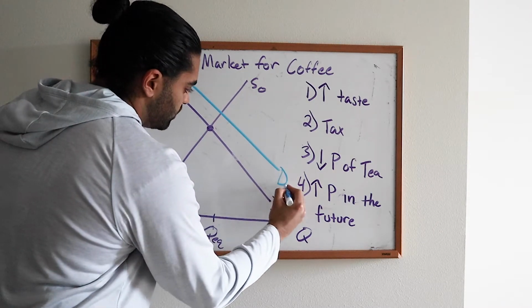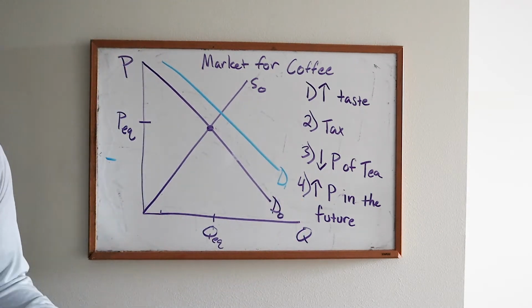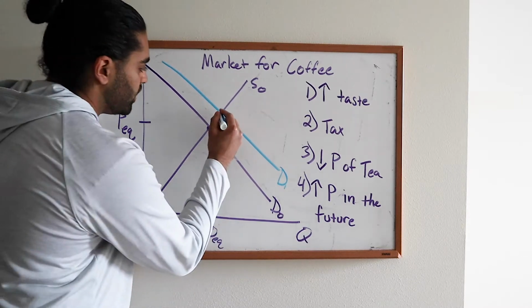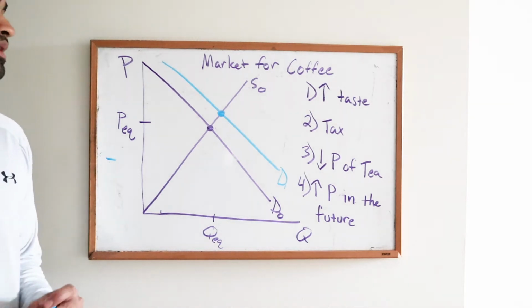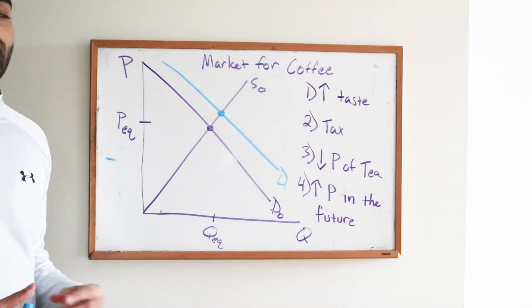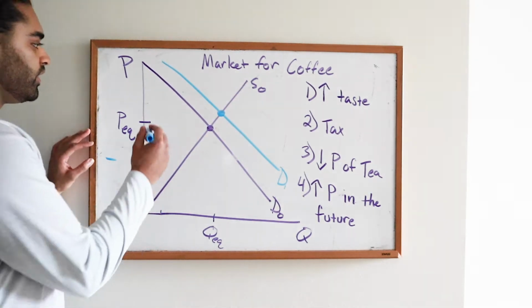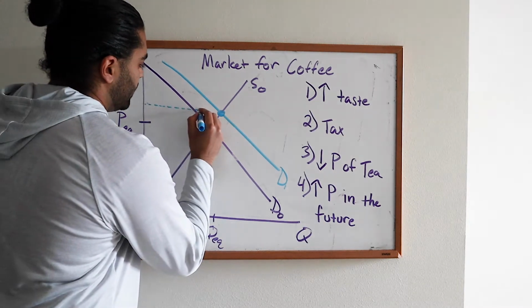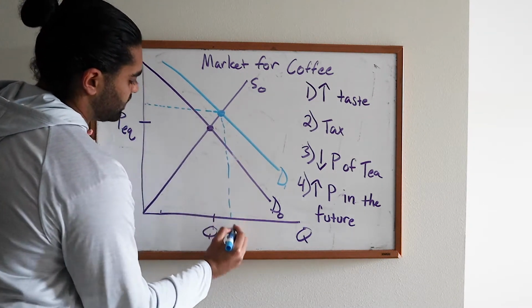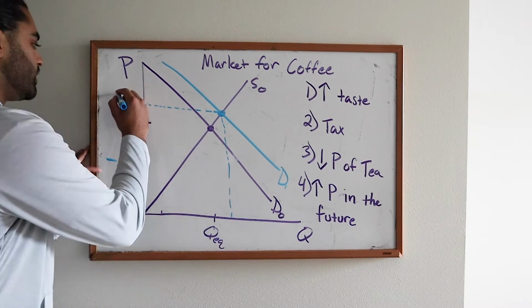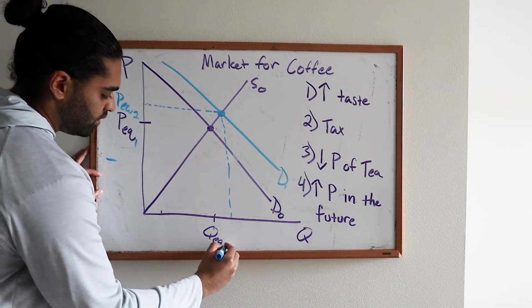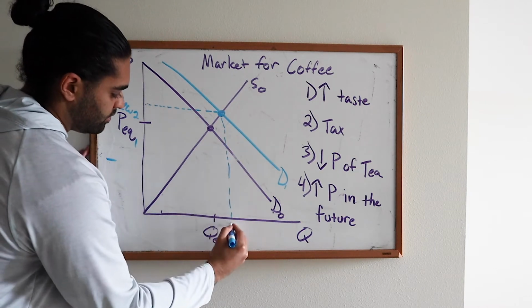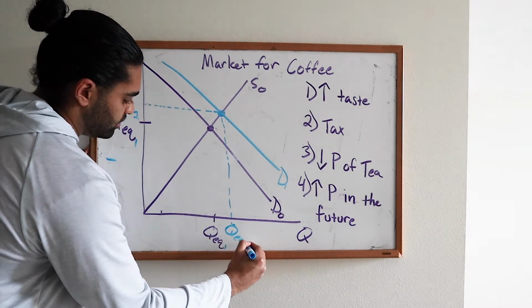So now this is our new demand curve. Now you'll see that there's a new equilibrium point. This new equilibrium point's right here. This is the intersection. This is where D1 intersects S0. So our new demand and our initial supply. Now the thing that we're going to look at is the price and the quantity. So if we were to say this is PEQ2, and this is QEQ2.